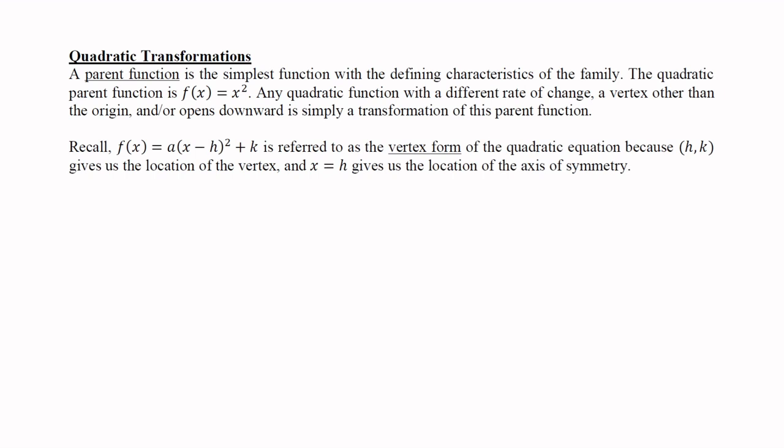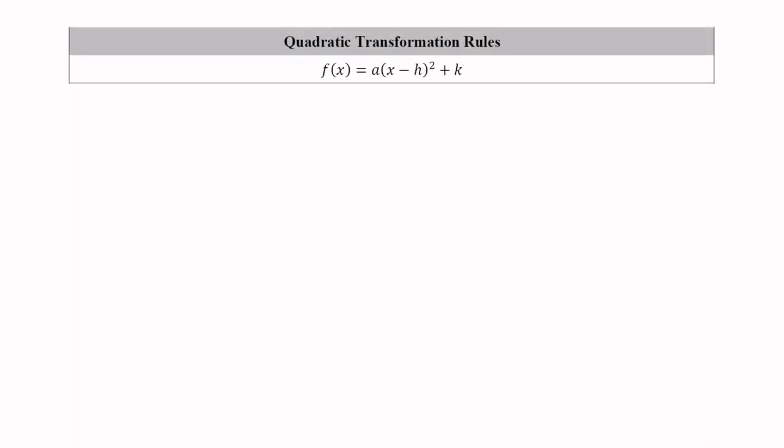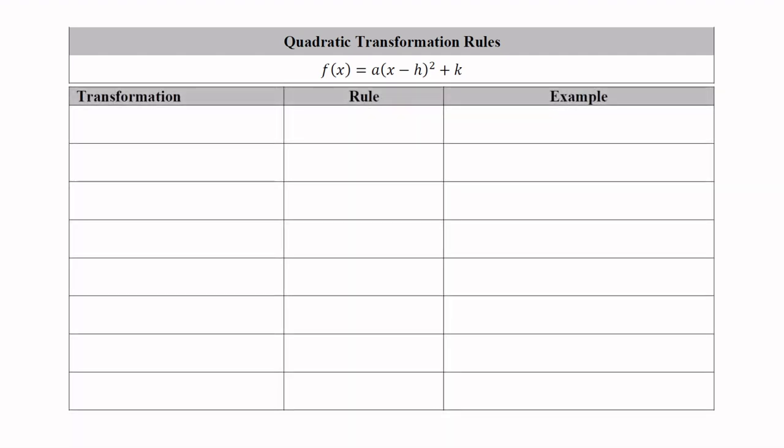Recall the vertex form of the quadratic equation. It gives us the location of the vertex, and x equals h gives us the location of the axis of symmetry. So let's talk about quadratic transformation rules. We are going to use vertex form to determine what transformations occur to the parent function. So to do this, we're going to look at all the pieces of vertex form, starting with the h value.